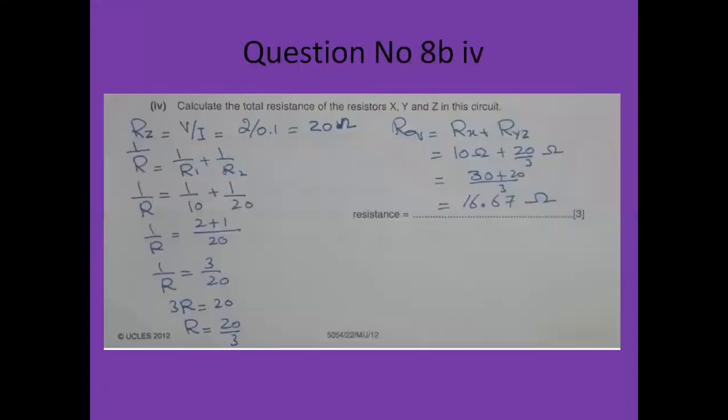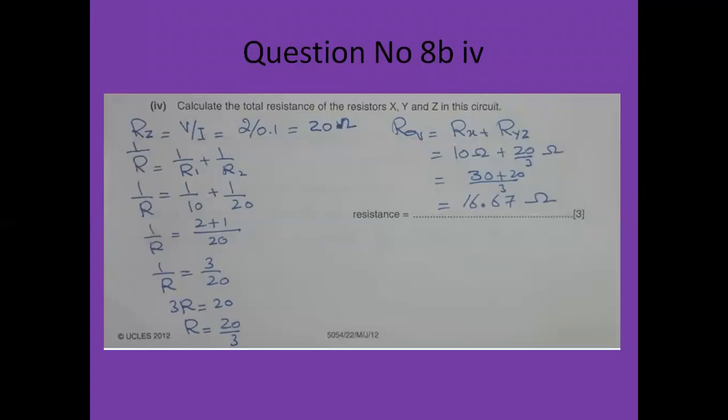So RZ will be V by I, 2 volt divided by 0.1, which is 20 ohm. So the combined resistance of Y and Z will be 1 by R equals 1 by R1 plus 1 by R2. So 1 by R is equal to 1 by 10 plus 1 by 20. So 1 by R will be equal to 2 plus 1 by 20, and 1 by R will be equal to 3 by 20. So 3R will be equal to 20, and R will be 20 divided by 3. So now I know the combined resistance of Y and Z.